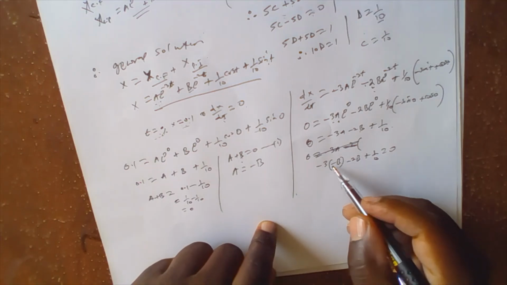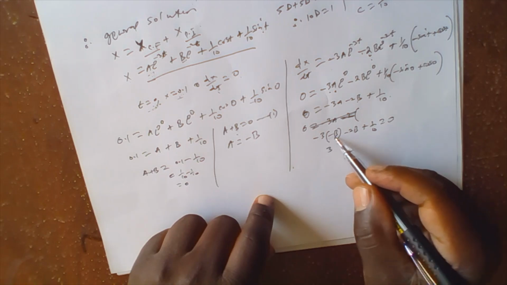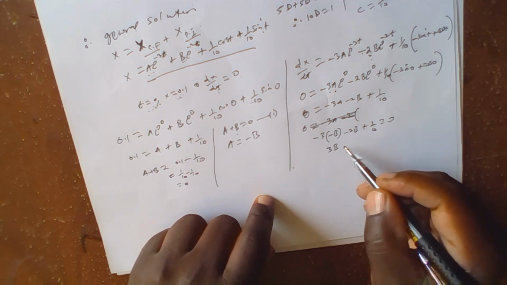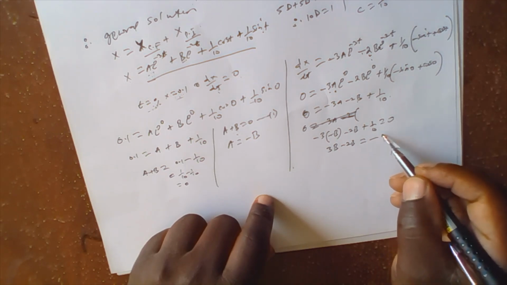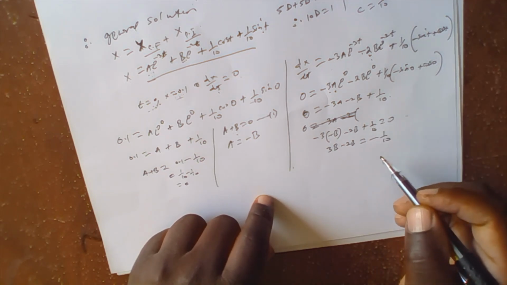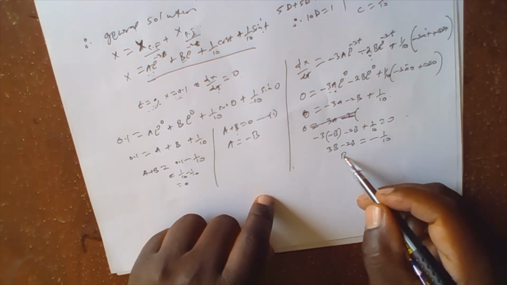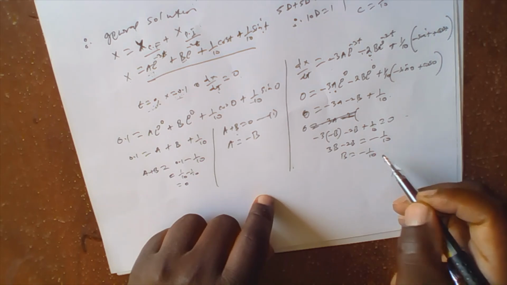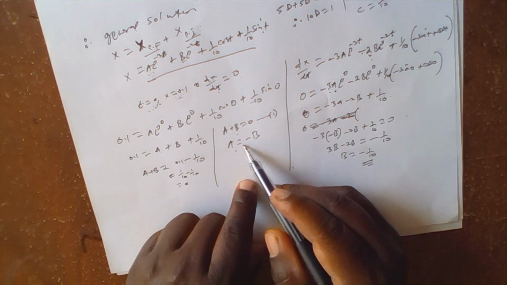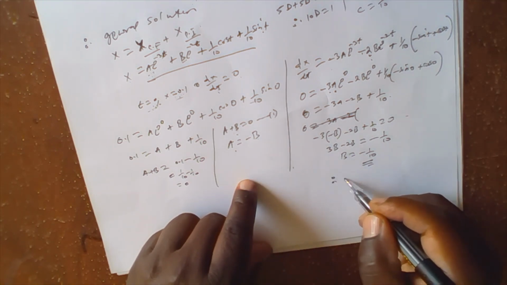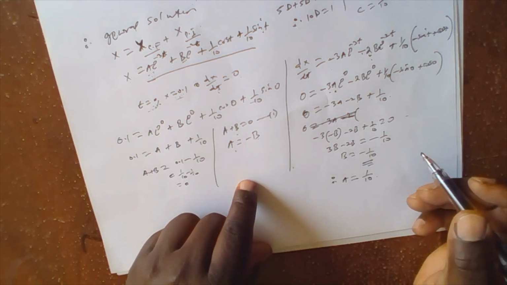So here this will be 3, because negative and negative, 3b minus 2b equals minus 1 all over 10. This crosses the equal sign. So here we have 3b minus 2b, we remain with b equals minus 1 all over 10. So if b equals minus 1 all over 10 and a equals minus b, therefore a equals positive 1 all over 10.